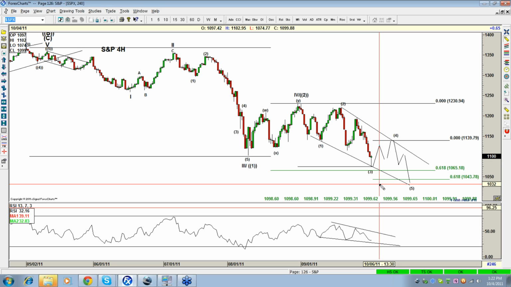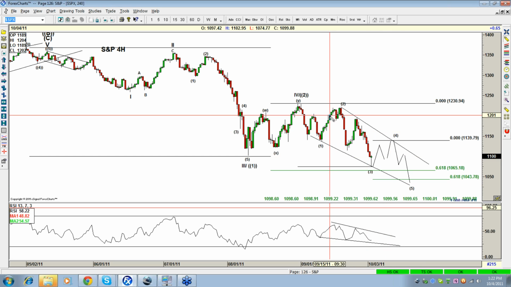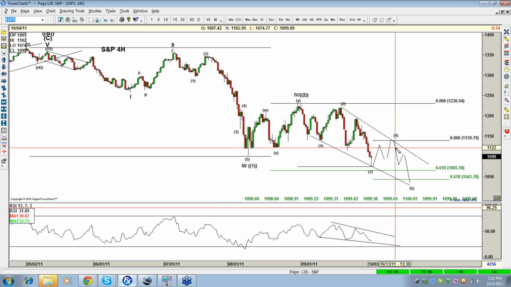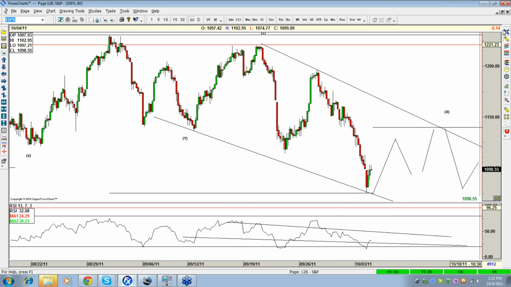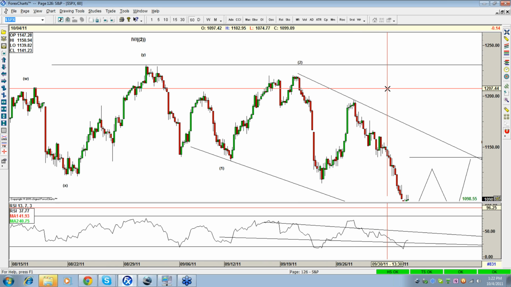No, that's not nesting. I can prove it to you that that's not nesting. That's not a nest. Of course, in Elliott Wave, like everything in life, it doesn't look like a nest. Let me put it to you. But why doesn't it look like a nest? Very simple. I can put it to you right here. Plain and simple.